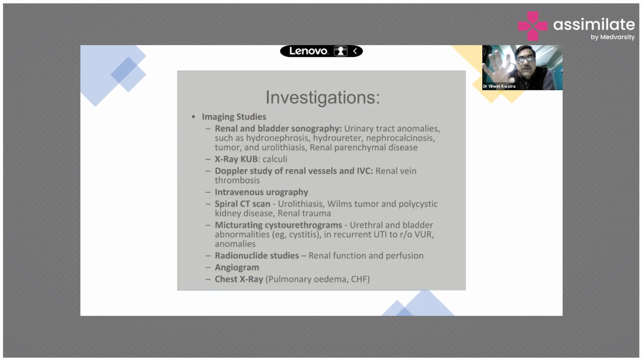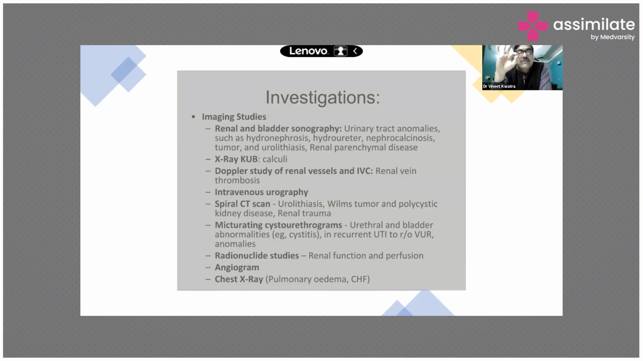Please don't land up in a bigger investigation. The first thing, whenever the child comes to you in your OPDs, don't say, okay, go with the Doppler study, go with the cystourethrogram, or go with spiral CT scans or any MRIs. First, go with the basics of a renal and bladder sonography, X-ray KUB to rule out a calculus. Then think about a Doppler study of renal vessels and IVC to rule out renal vein thrombosis.